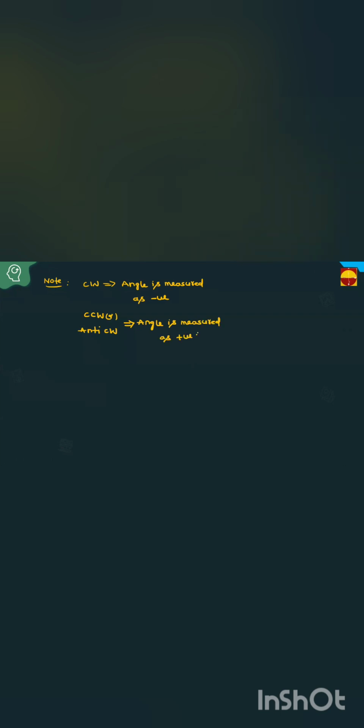Angle is measured as positive. See, for example, if it is like this, this is Vm. Let the magnitude be Vm or V or V1. Let this be theta, and let this be V2 with angle theta. V1 at theta 1, V2 at theta.